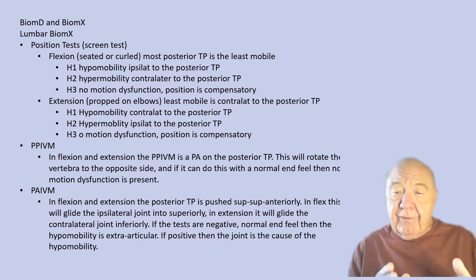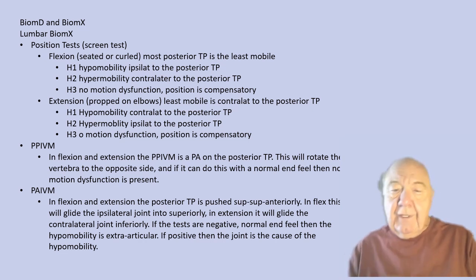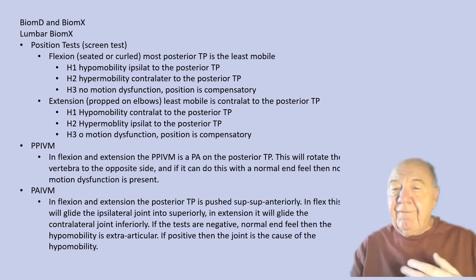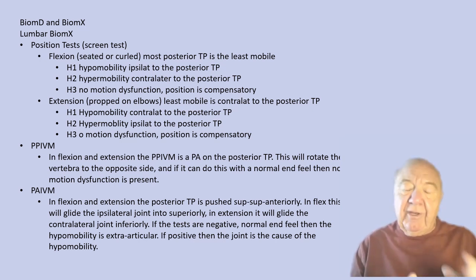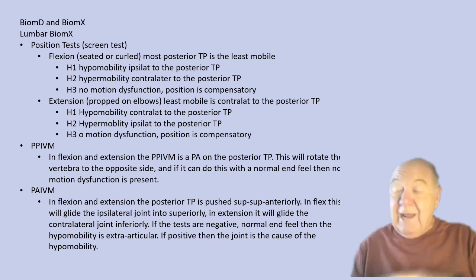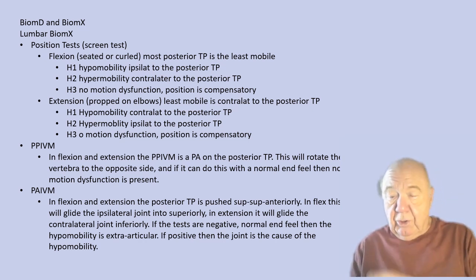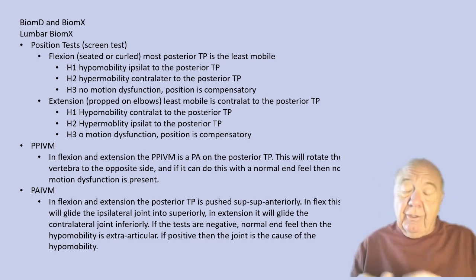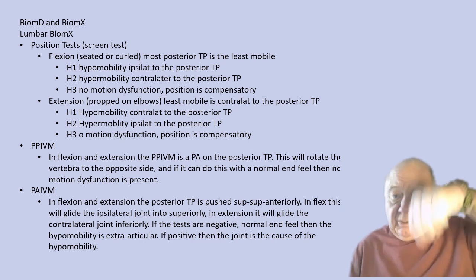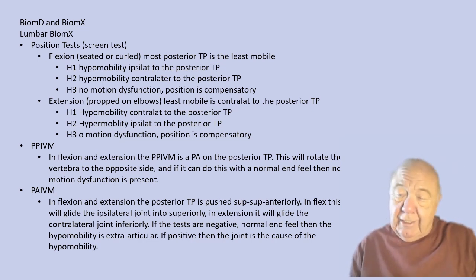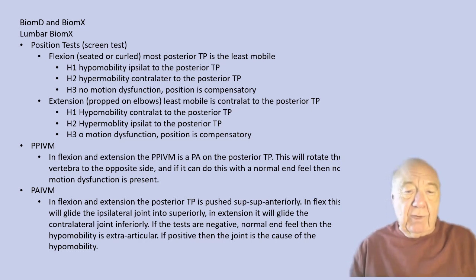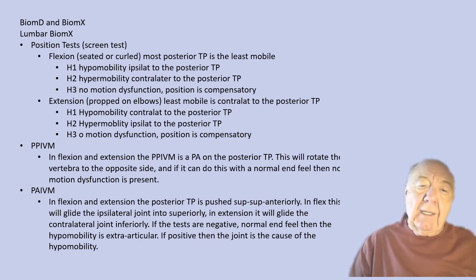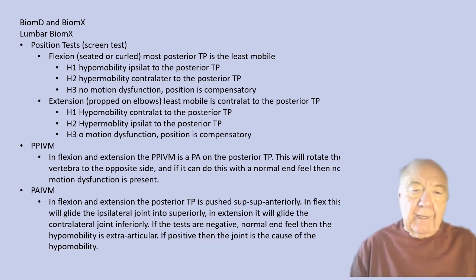So in both cases, if the P-PIVM's negative, you then check to see if you have a hypermobility on the side, and that means trying to slide the right side, the ipsilateral side, you're just pushing on further down. And you can do that by actually coming on top of the transverse process and pushing it downwards, or you can come underneath it and push the one below it up. They're probably the two best ways to do it. Not as easy to feel.